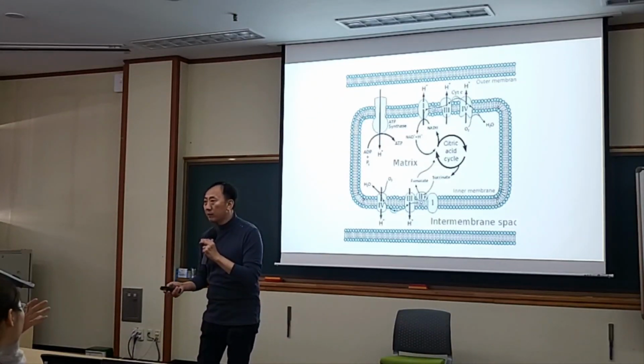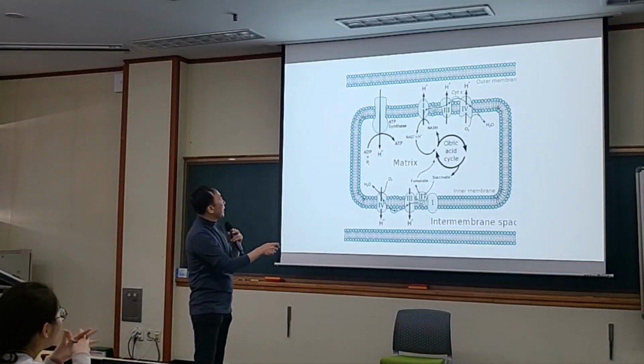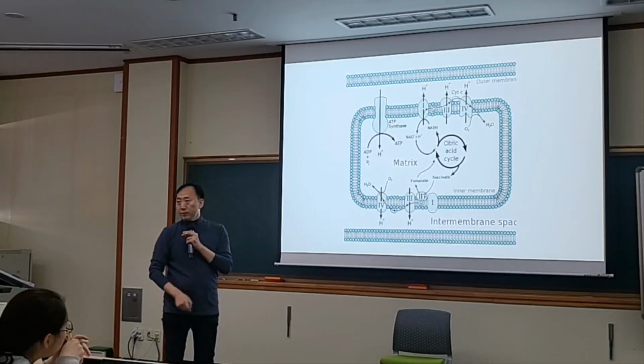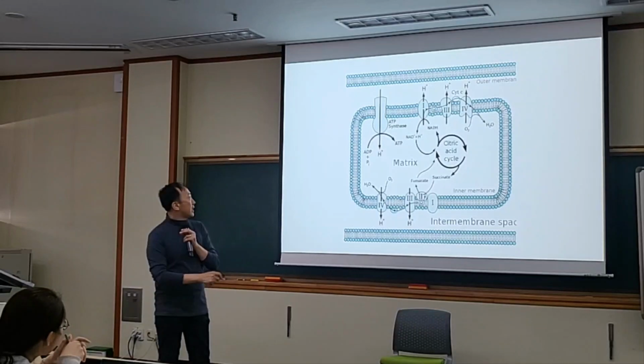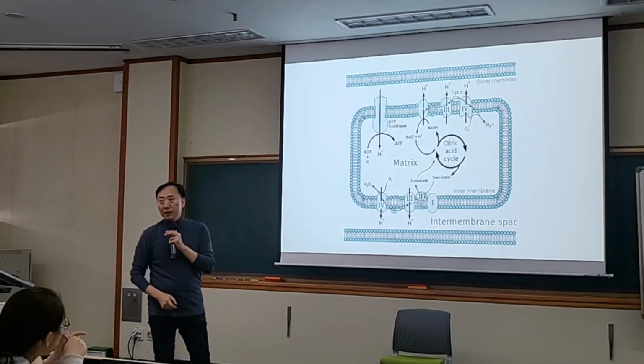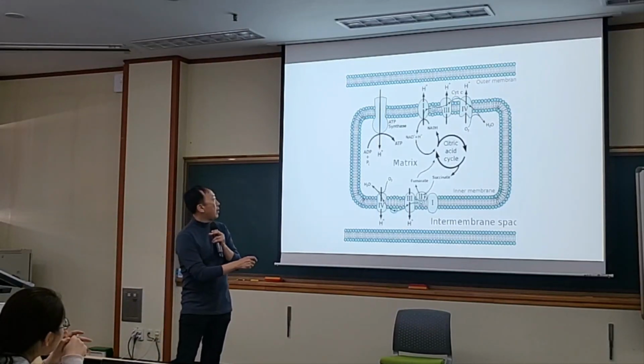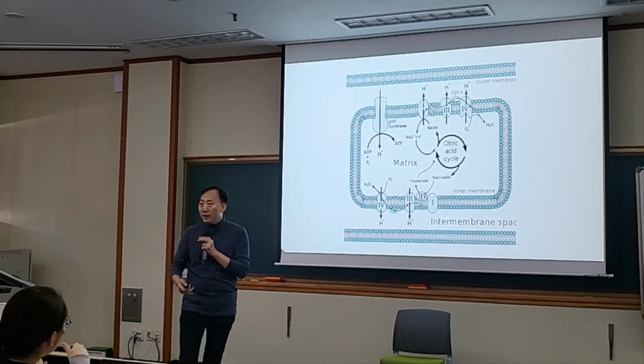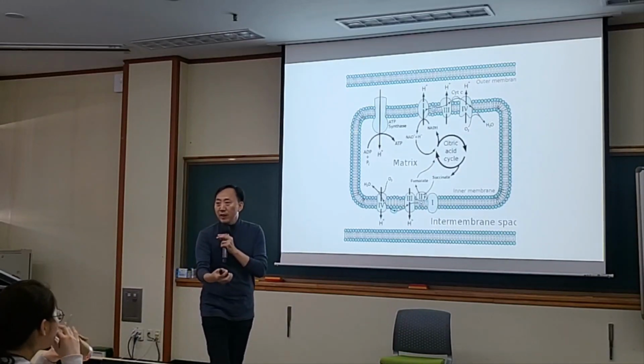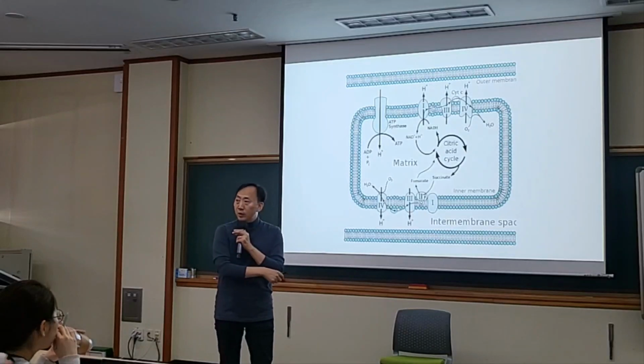They have only one membrane. They don't have this outer membrane. They have just this membrane, right? And the pattern is really similar: if they do photosynthesis, they pump that proton out to the outside and utilize that proton to generate ATP.